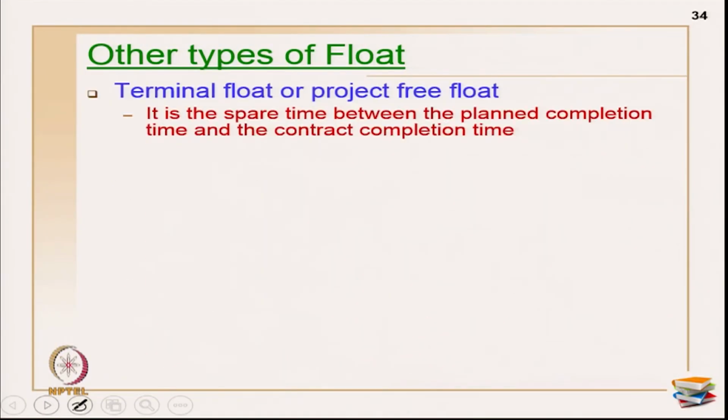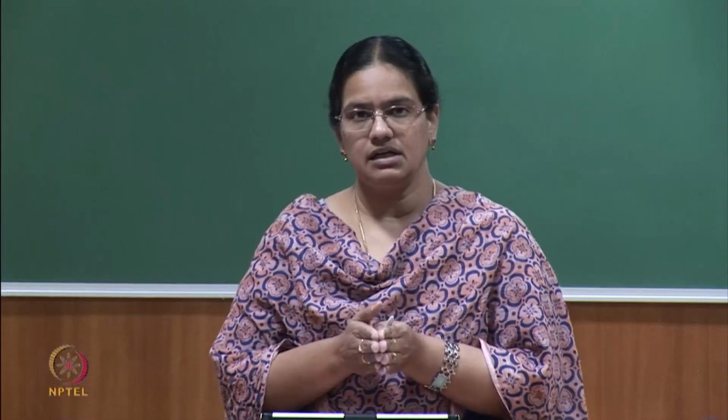Then the next type of float is terminal float. Terminal float is nothing but, I have a whole project and there is a different time for my planned completion and also for the contract completion. Okay. In the earlier case I said, if the contract completion or schedule pressure completion is a little early, you start getting negatives on the floats.